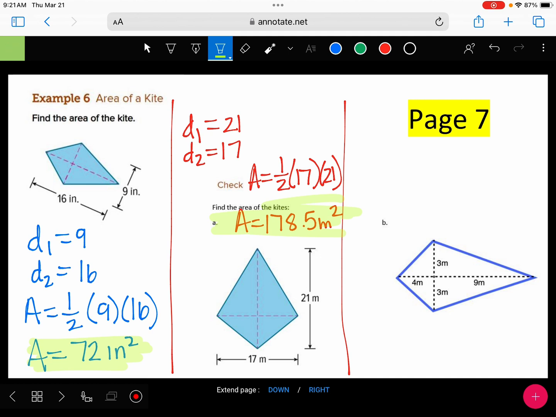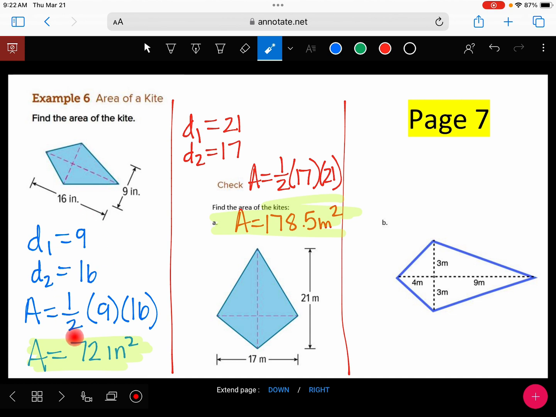So do you see how this 16 goes from here to here? You don't need to add it. The only reason why you had to add it for this one is because this was only half. The whole diagonal is 16 and this whole diagonal is 9. So erase that and redo it. I see a lot of people adding 16 plus 16 and 9 plus 9. You don't have to do that in this diagram. And the reason why is because notice how the diagonal goes the whole length of the kite.